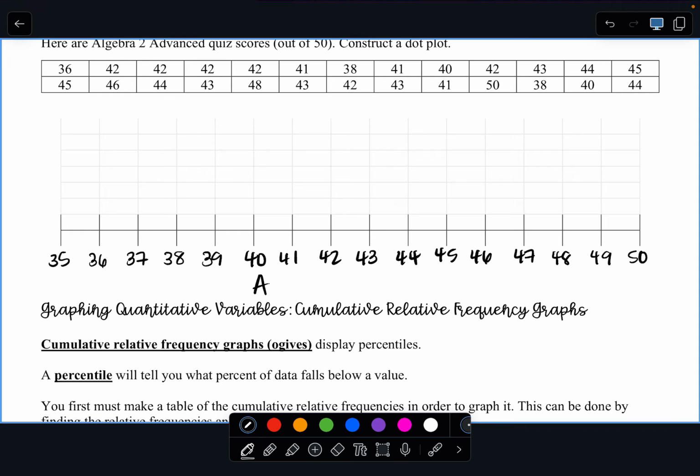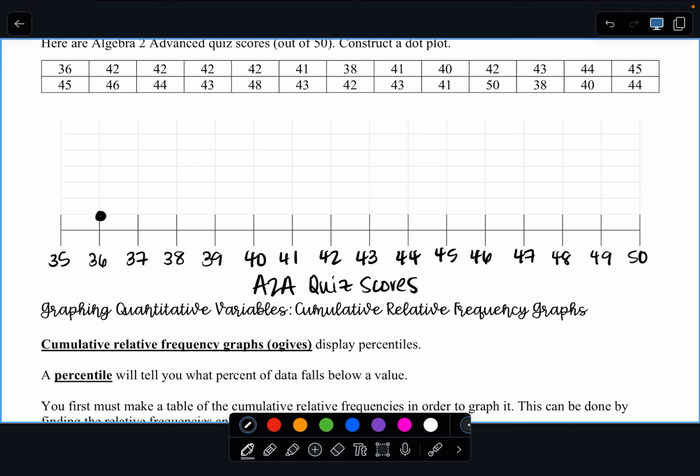You always need some type of label on your test for Unit 1. If I ask you to make a graph and there is no label, you will lose points. So you have to have a scale, you have to have a label. So in this case, it's representing Algebra 2 Advanced quiz scores.